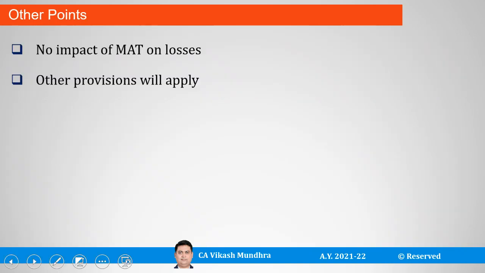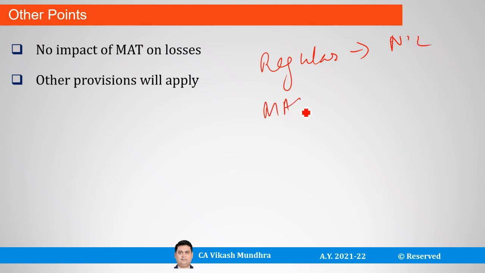Furthermore, other provisions will apply. What are the other provisions? Advance tax and interest are applicable. Whether you are paying tax as per regular provision of the Act or as per minimum alternate tax, that is 115JB, whatever be your tax amount, you are supposed to estimate it and you are liable to pay advance tax accordingly. Suppose as per regular provision my tax is nil, and as per MAT provision my tax is say 1 lakh, and I did not pay any advance tax. Be careful.